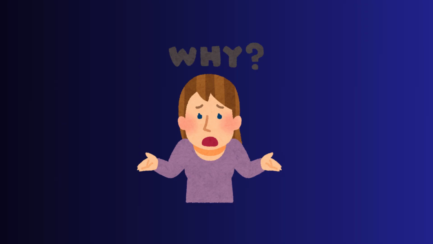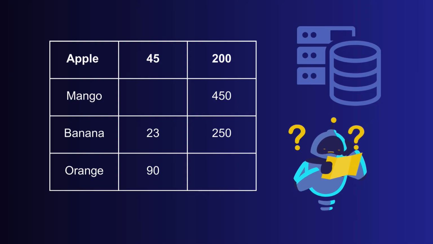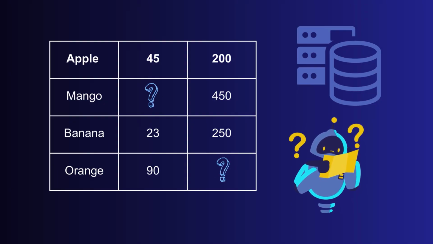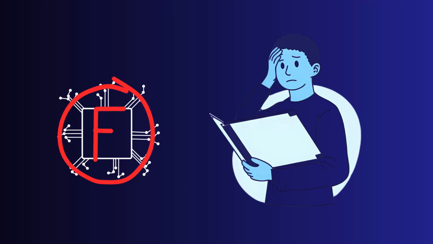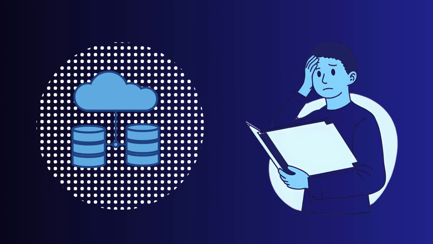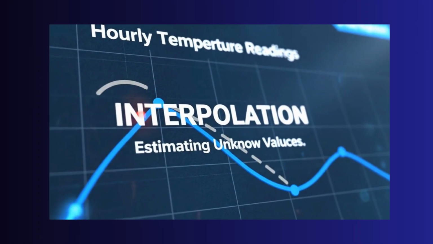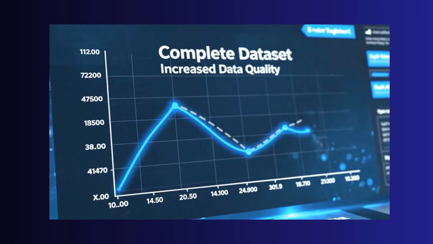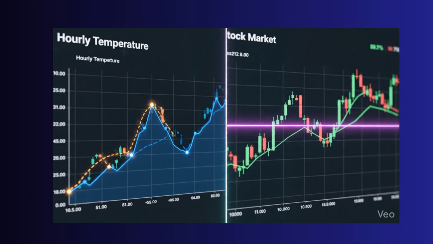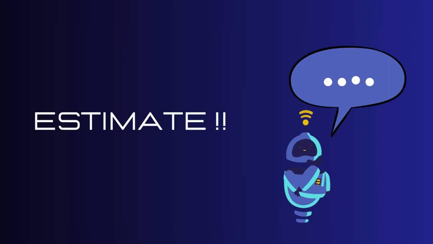Why do we need interpolation? In data science, we often deal with missing or incomplete data. Sometimes values are not recorded. Sometimes sensors fail. Sometimes data points are collected at irregular intervals. For example, imagine measuring temperature every hour, but one reading is missing, or tracking stock prices, but data for a particular minute is unavailable. In such cases, instead of discarding the entire data set, we estimate the missing values.